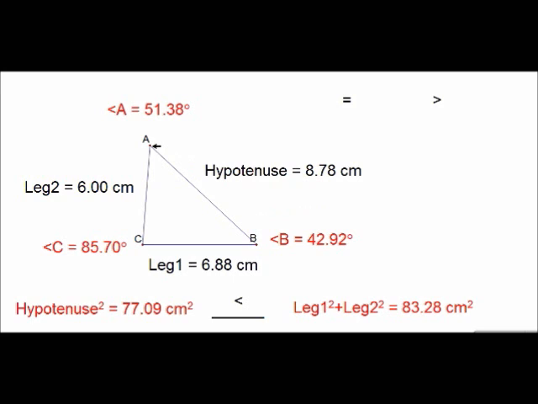What's happening here, of course, is that the hypotenuse got smaller, thus giving it a smaller c squared over here. Okay, so that's what happens when you have an acute triangle. C squared will be less than a squared plus b squared.